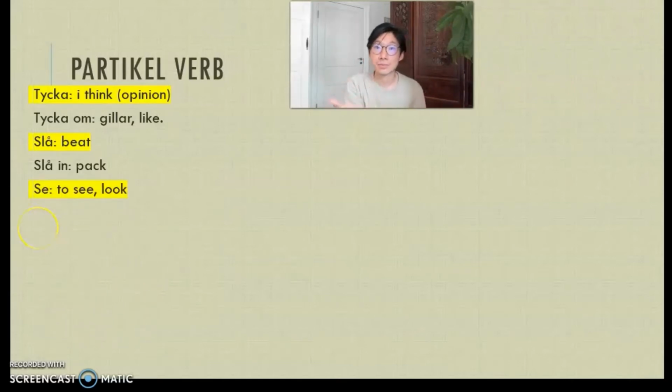To see, that's the base form, to see. Se upp betyder look out. Look out in English is also a phrasal verb.